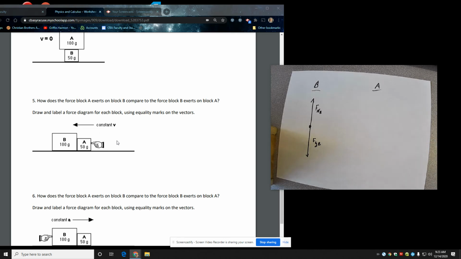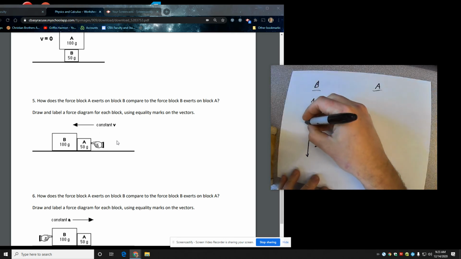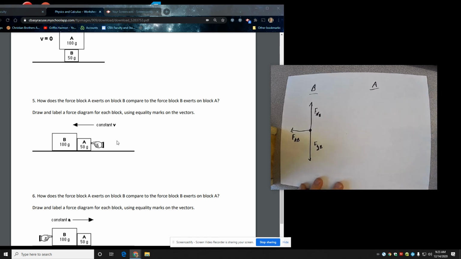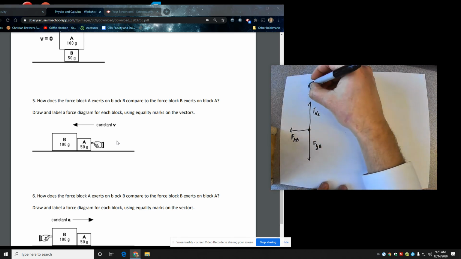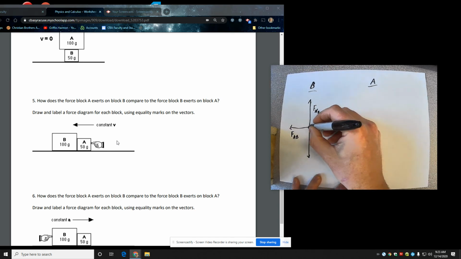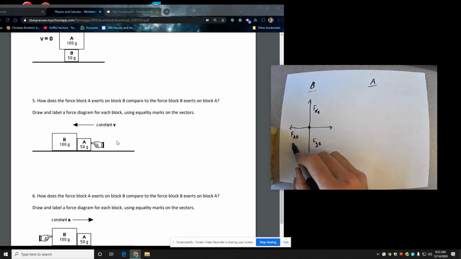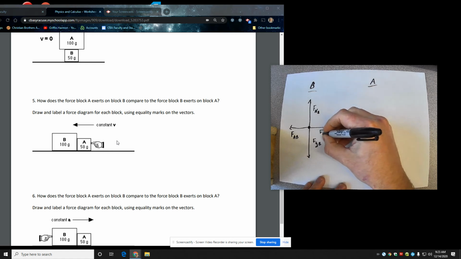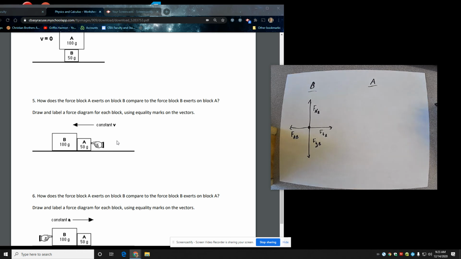So let's talk about that for a second. This is the force of A on B. Force of A on B. Now, constant velocity means the forces must be balanced. So there must be a force resisting this motion, balancing out the force of A on B. What would that force be? It must be a force of friction. Force of friction on B. Otherwise, if you were to push this, it would accelerate.